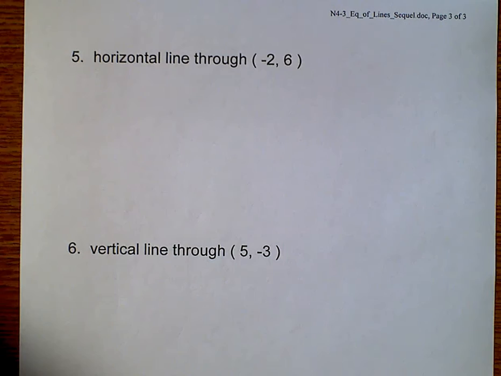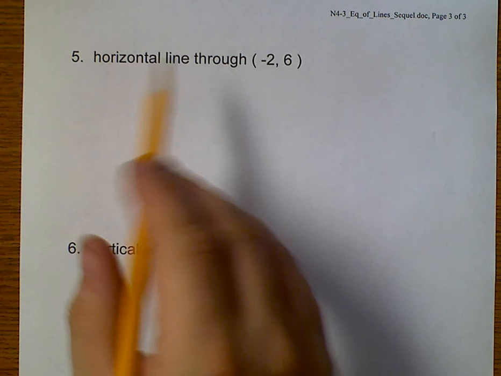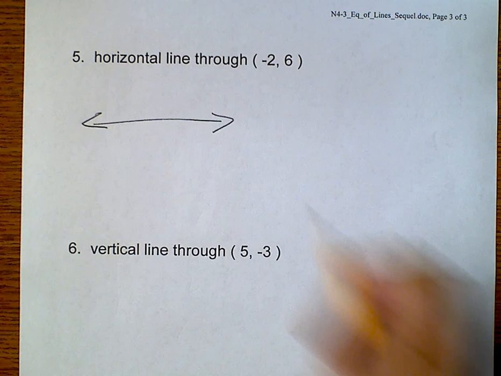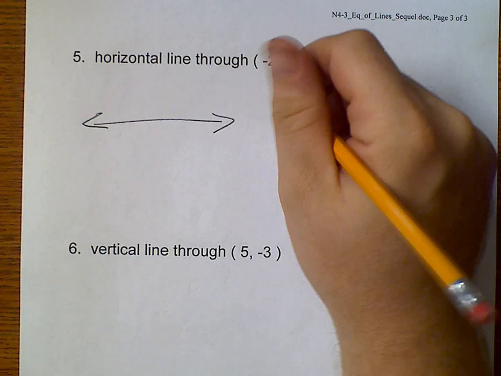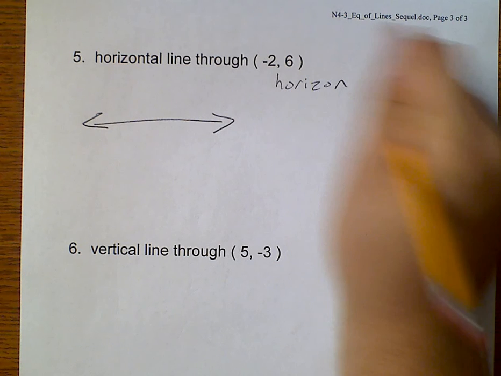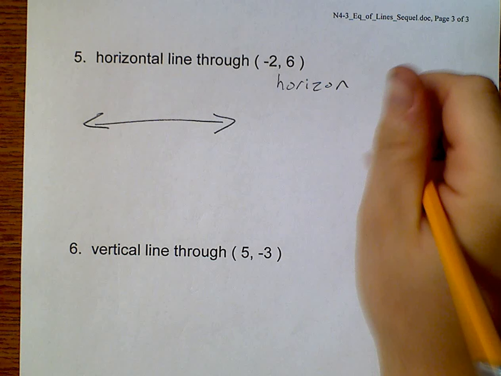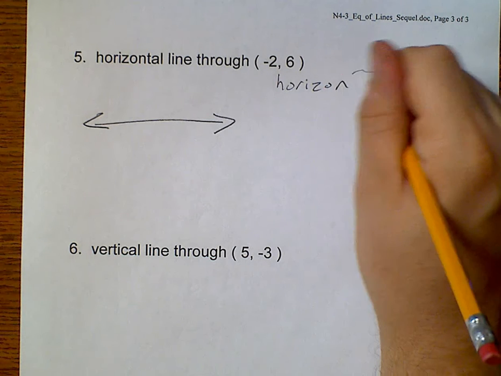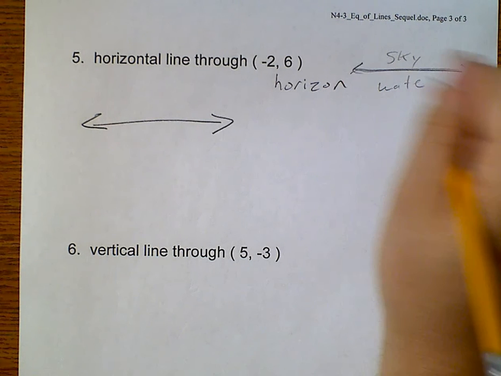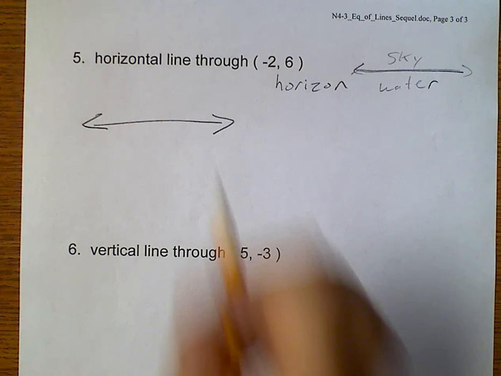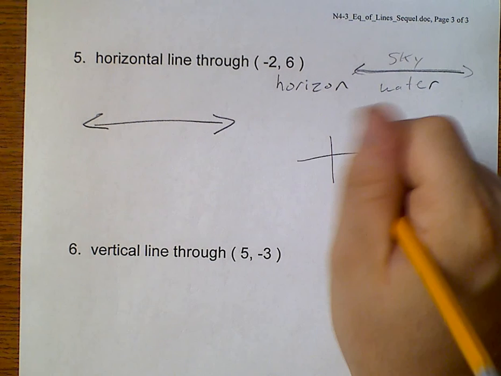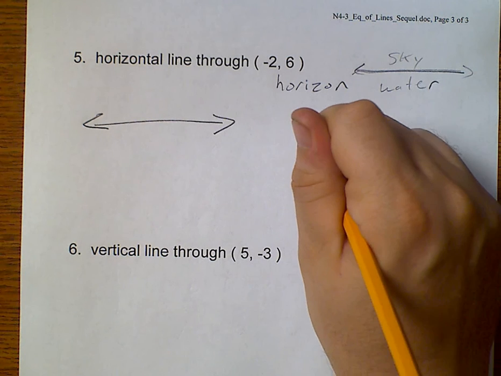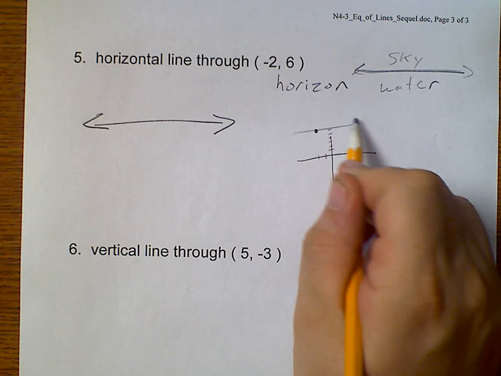Well, now let's talk about some special cases. Here I have a horizontal line. A horizontal line is one that goes flat. I always think of the horizon. We've got the sky, we've got water, and here's the line that separates them. So this is a horizontal line. That means that we're at -2, 6, and we're a line that goes like that.